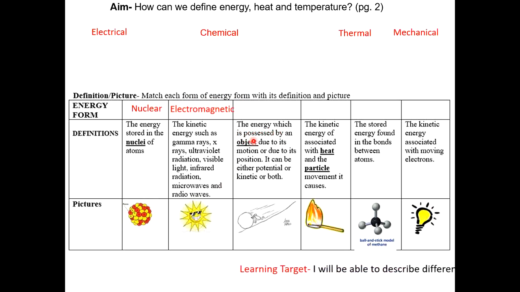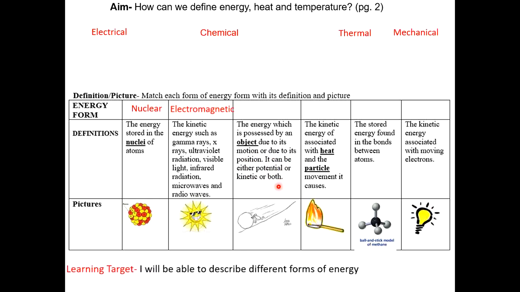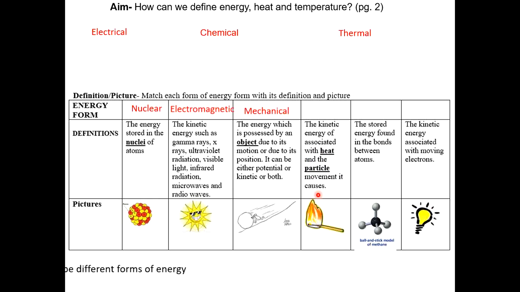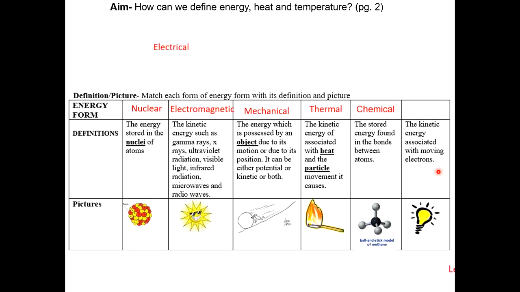The energy which is possessed by an object due to its motion or due to its position, it can be either potential or kinetic or both. This is mechanical energy. The kinetic energy associated with heat and the particle movement it causes, this is thermal energy. The stored energy found in the bonds between atoms, this is chemical energy. Kinetic energy associated with moving electrons, this is electrical energy.